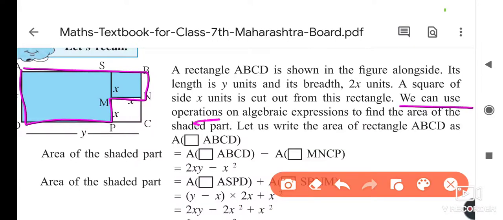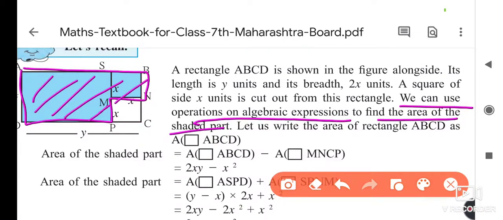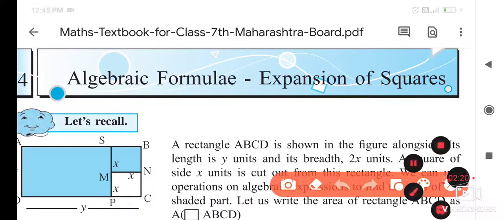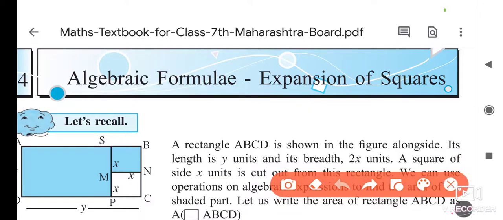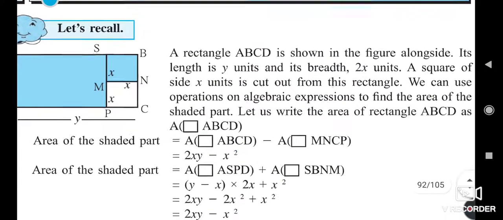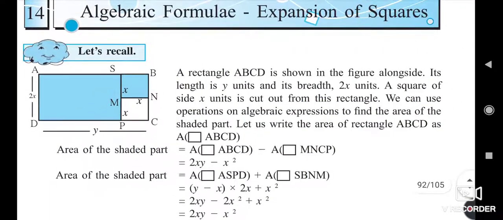We can use the operation of algebraic expressions to find the area of the shaded part. This blue colored area, we can find it. And for that we are using algebraic formulas or algebraic expressions to find the area of the remaining part. So how to use it, that we will see now.